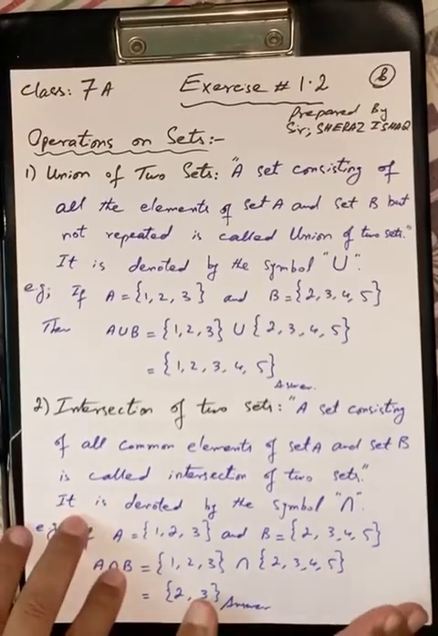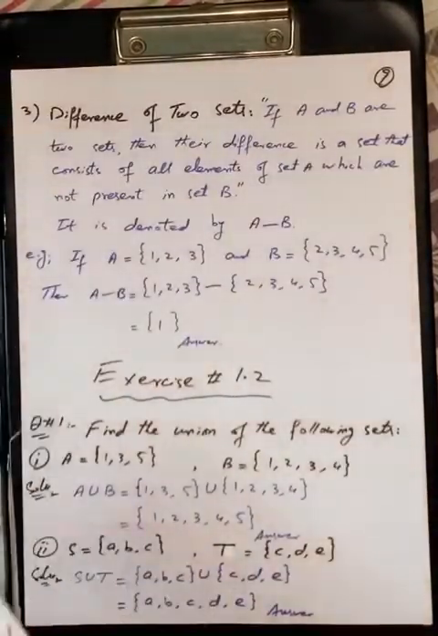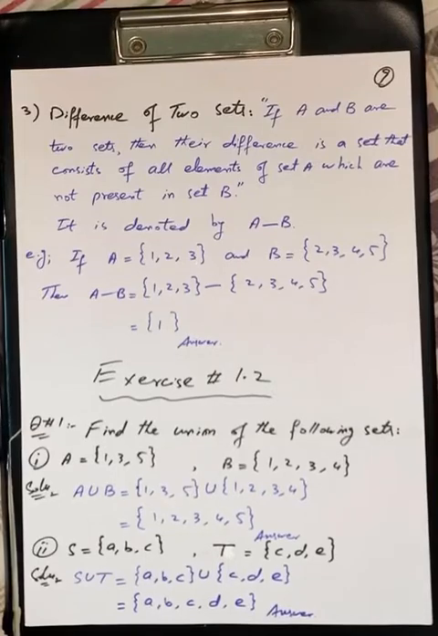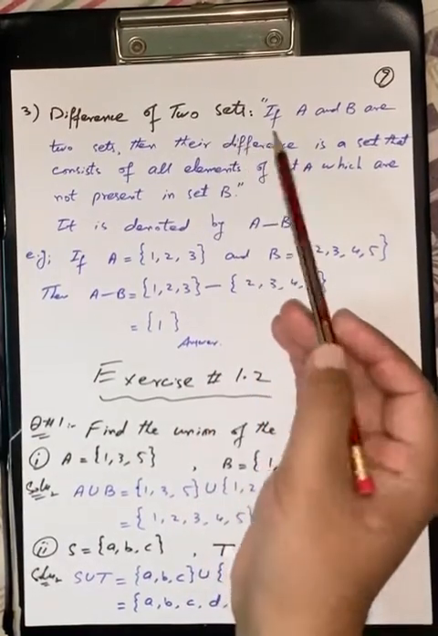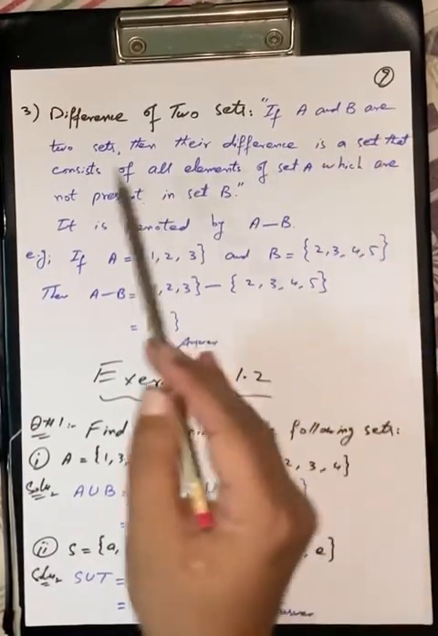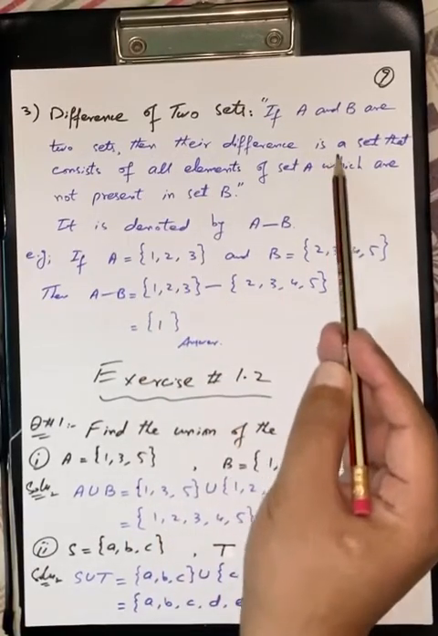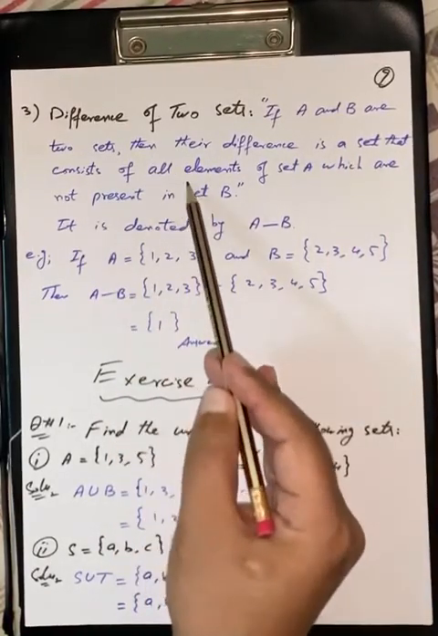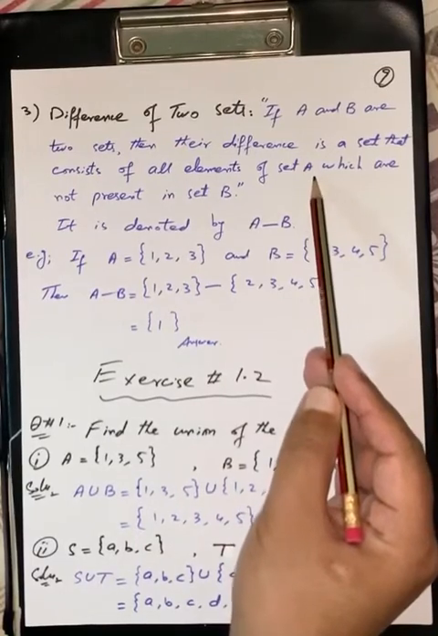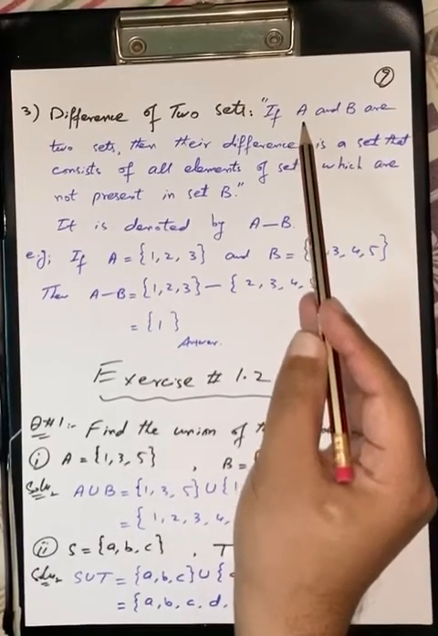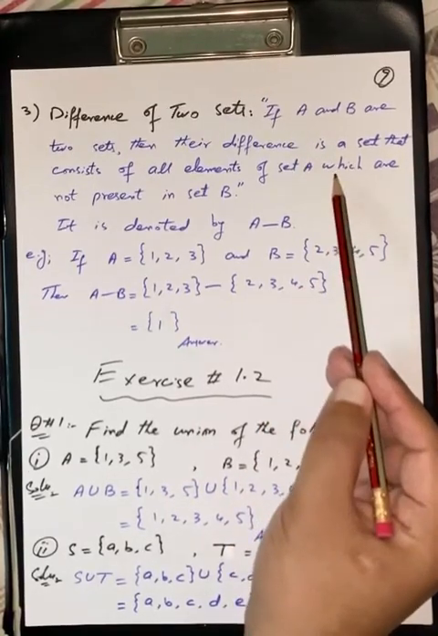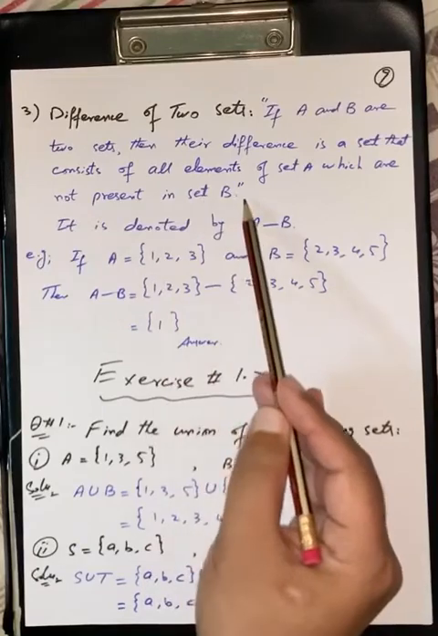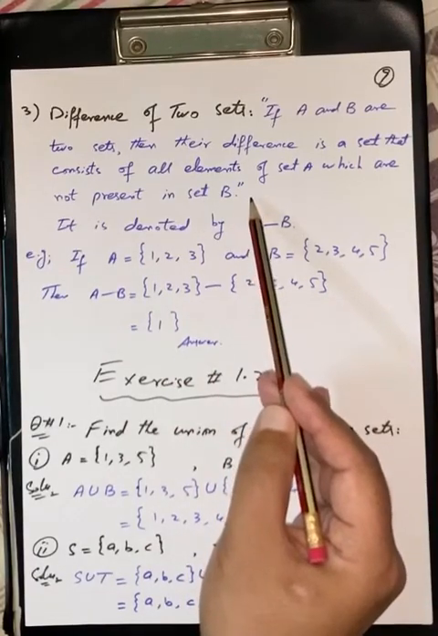Now page number 9, that is number 3, which we use in exercise number 1.2, the difference of two sets. Difference means minus. If A and B are two sets, then their difference is a set that consists of all elements of set A, because A is the first set, which are not present in B.